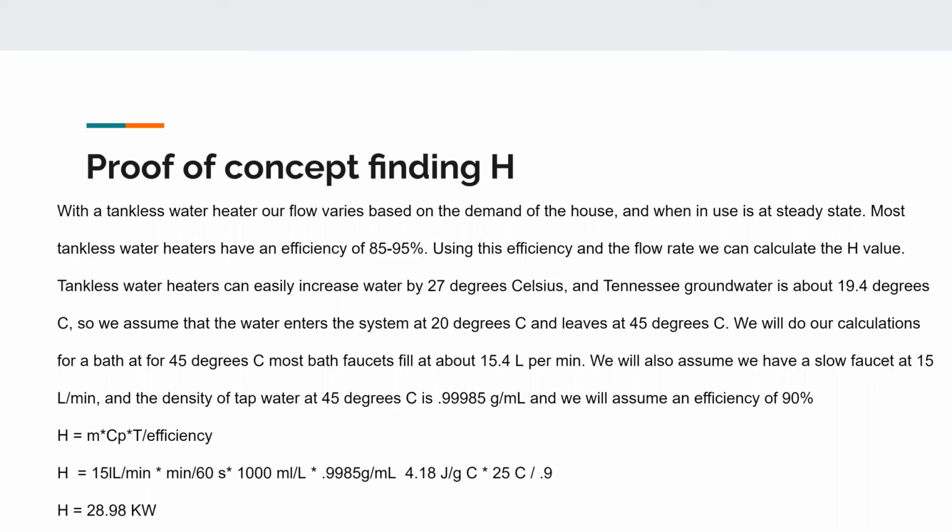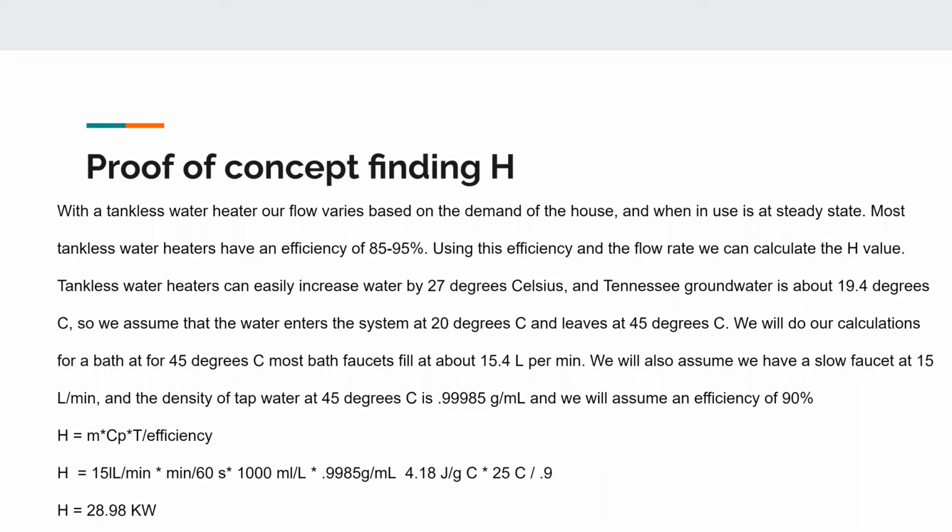Tankless water heaters can easily increase water temperature by 27 degrees Celsius. And in Tennessee, the groundwater is about 19.4 degrees Celsius. So we assume that water enters the system at 20 degrees Celsius and leaves at 45 degrees Celsius. We will do our calculations for a bath for 45 degrees Celsius, and most bath faucets fill up about 15.4 liters per second. Assuming we have a slow faucet, our flow rate is 15 liters per minute.